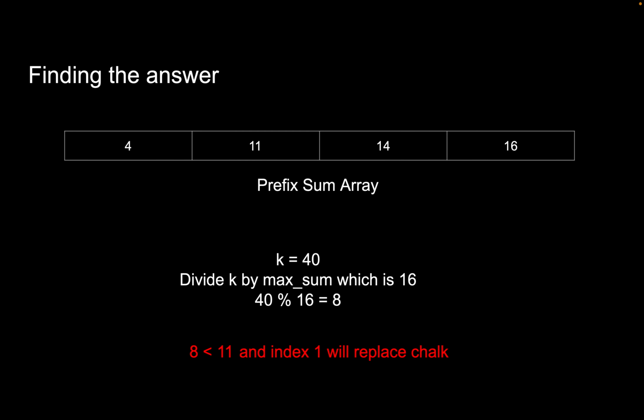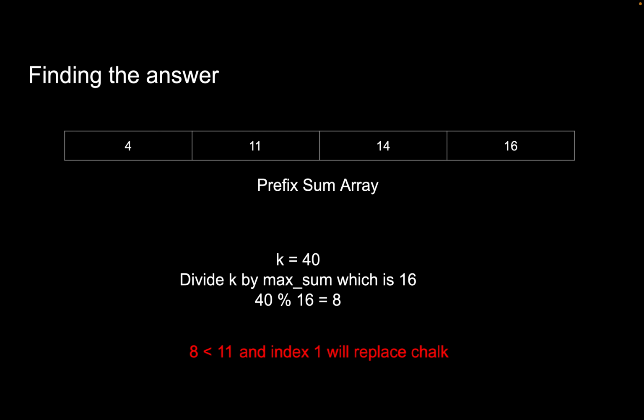So from this we can know that if we divide 40 by 16, we get a quotient of 2, which means that there will be 2 complete runs of the array of the questions completed. You will complete 16 and another 16, leading up to 32, which will give us a remainder of 8. So the remainder is 8, and we now need to find in the prefix sum array where the chalk will be 0, as in where 8 will happen.